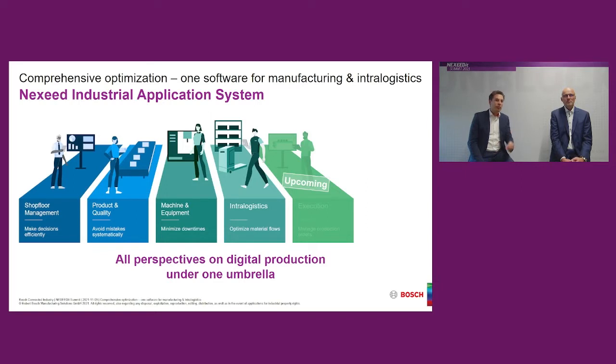Let's start from the left. Shop floor management, the blue one, covers all the functions you need to get transparency on the shop floor. Next, in the area of product and quality, you will find all the answers to ensure the product quality itself in your production. Optimization of plant downtimes is covered by the third one, machine and equipment. And features for the in-house logistics are grouped within the area of intralogistics.